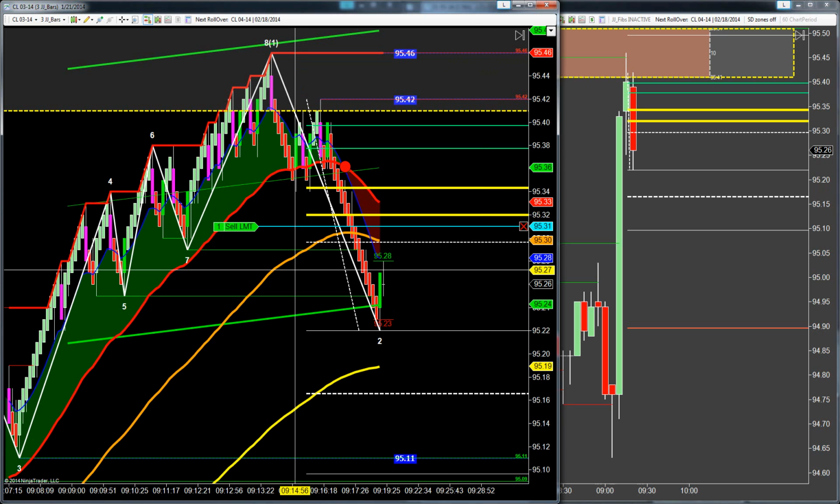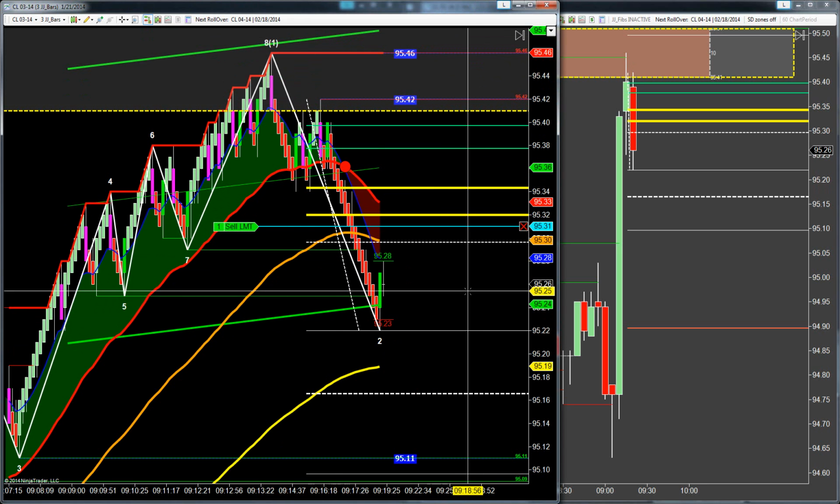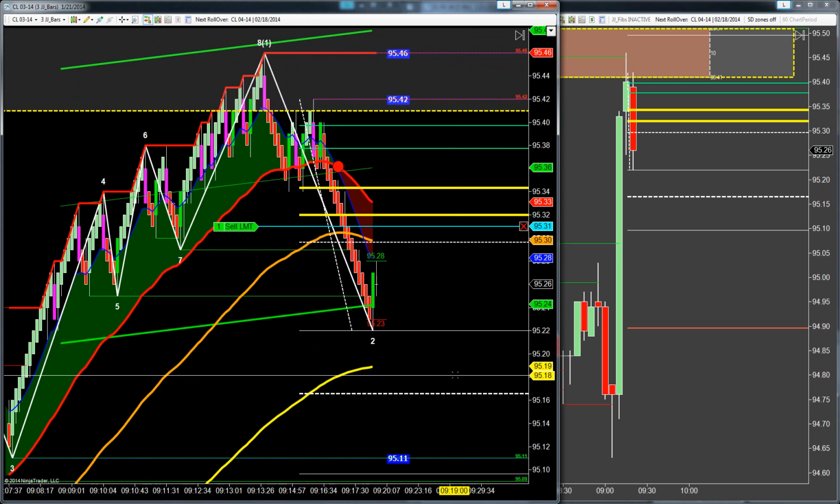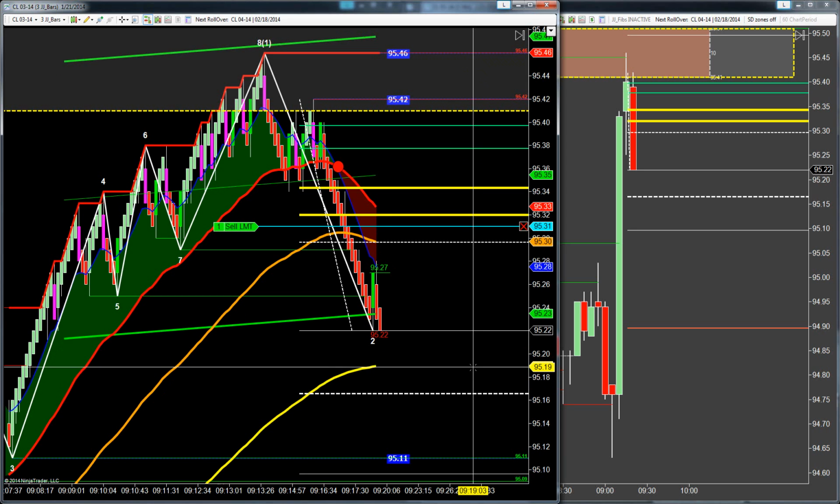Now, alternatively, you could also wait for a reversal bar confirmation and hop in short after that happens as well. But we already know we're coming out of a pretty strong area of resistance here. So waiting for a fill up to 95.31. The target's going to be down at right around 95.19 or so.